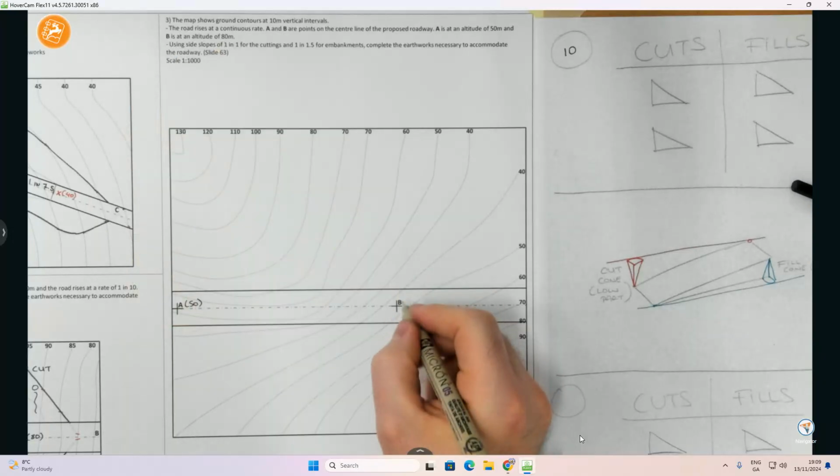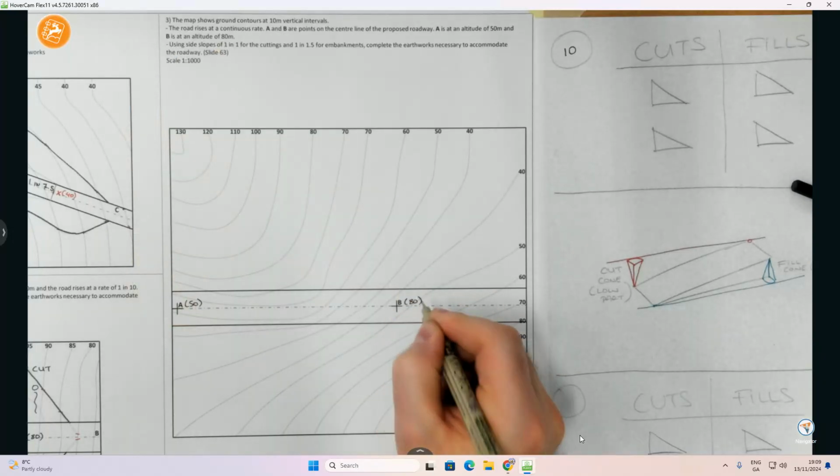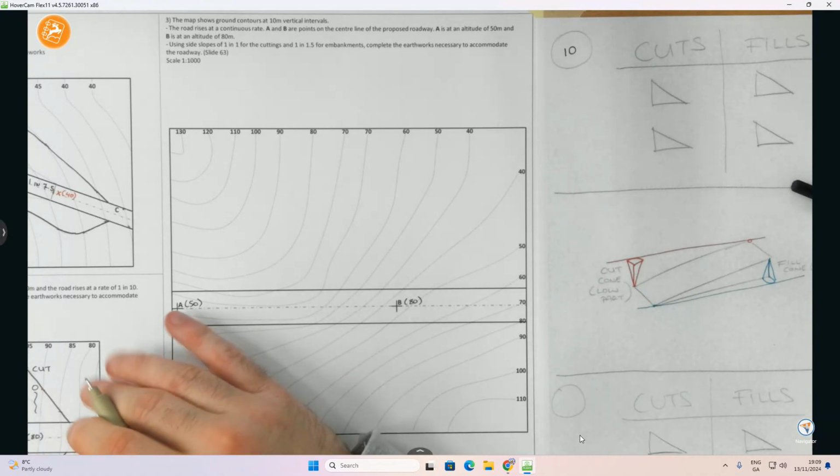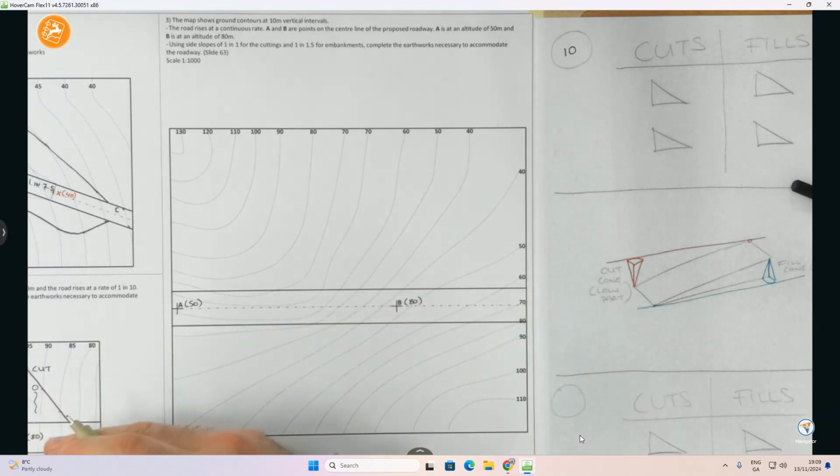B is at an altitude of 80. Okay, on this one we don't need to work out a point on the road. They've given us the 2 points. So it's rising at a continuous rate. It just continues to rise.